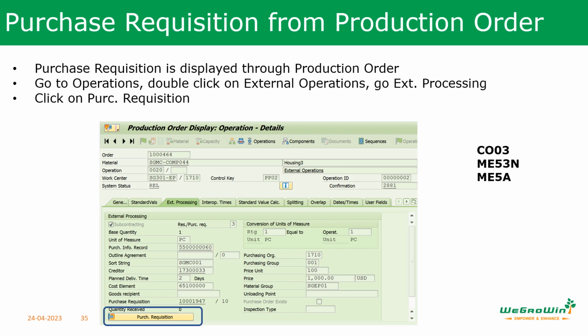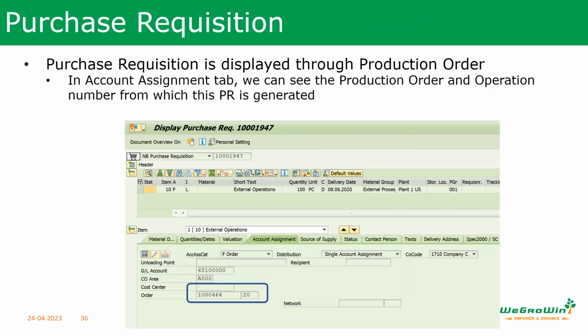Here we go to the respective operation and click on the external operations, and then in the external processing tab we see the purchase requisition icon. Now let us click on it to see the purchase requisition details. So here we get the purchase requisition displayed, where we came to this page through the production order.